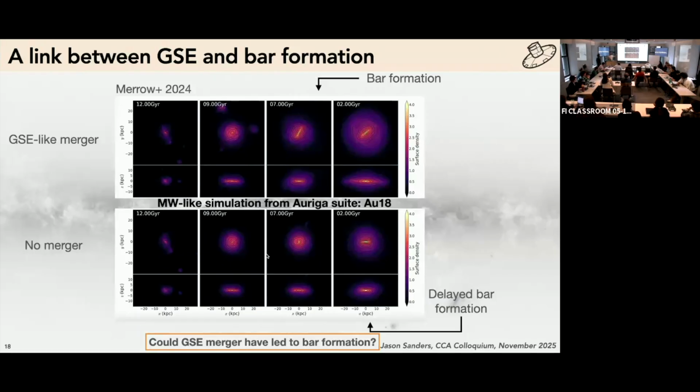But in the Auriga set, I think there are things that form bars just in isolation, just through normal instabilities. So you don't necessarily have to have mergers that induce the bars. Yeah.